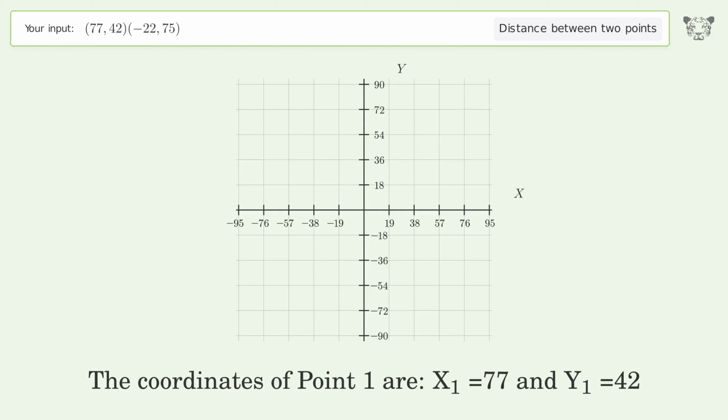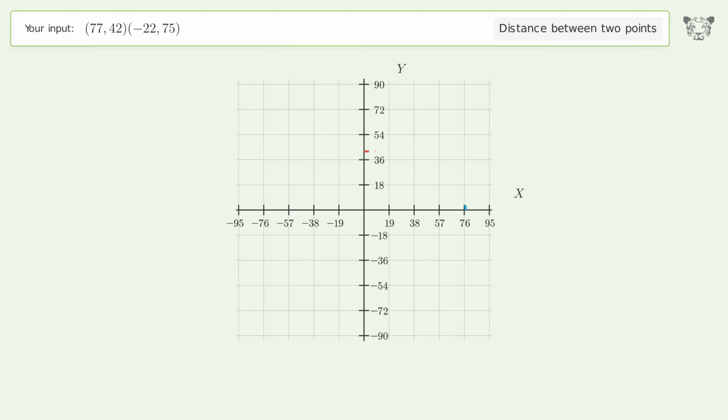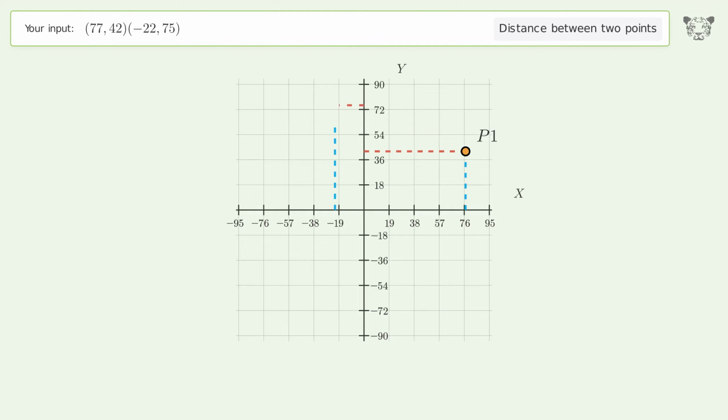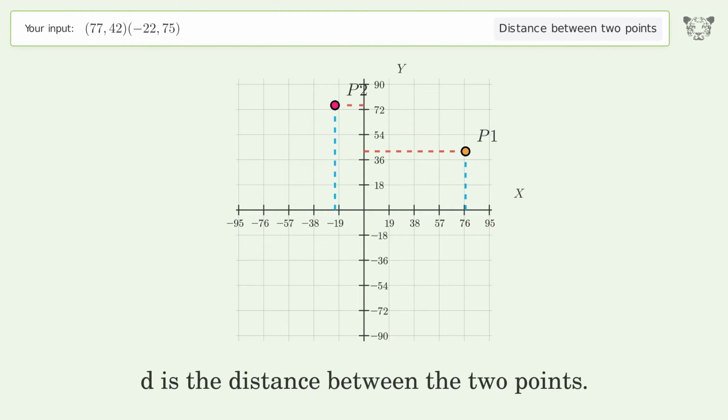The coordinates of point 1 are x1 equals 77 and y1 equals 42. The coordinates of point 2 are x2 equals negative 22 and y2 equals 75. D is the distance between the 2 points.